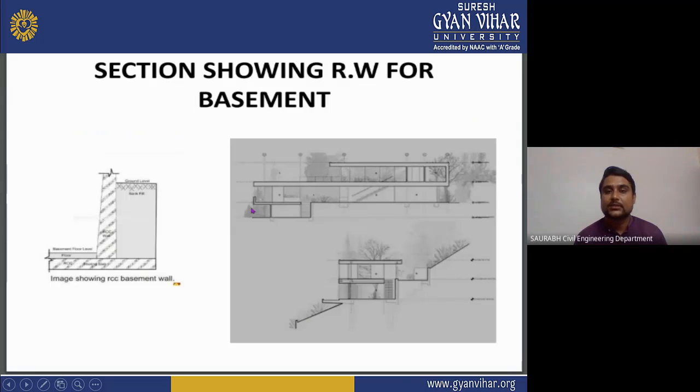And this is the section showing the retaining wall for the basement. As you can see here, this is the basement of the counterfort wall, and this image is showing the RCC basement of the wall, and this is your backfill, and this is your ground level, and this is your basement floor level, and this is your floor. As you can see here, that is the basement of a counterfort wall.